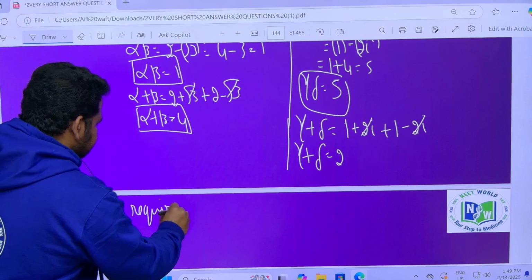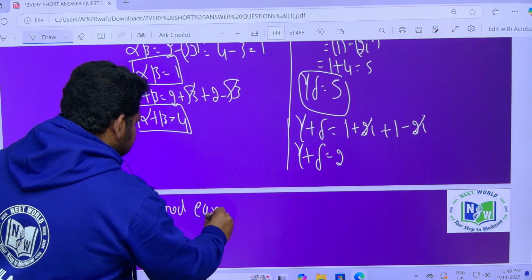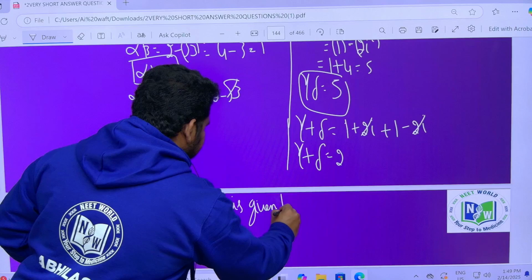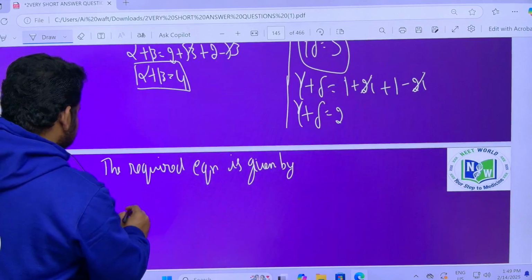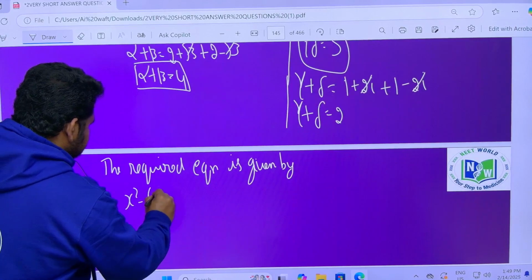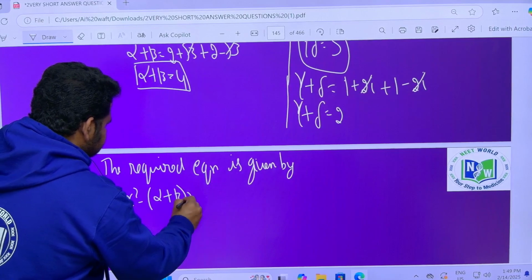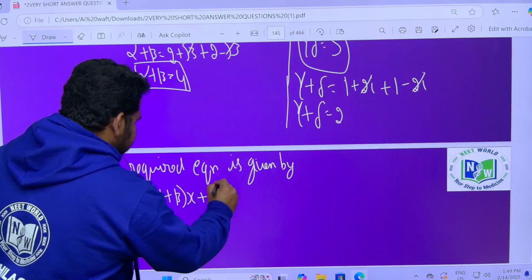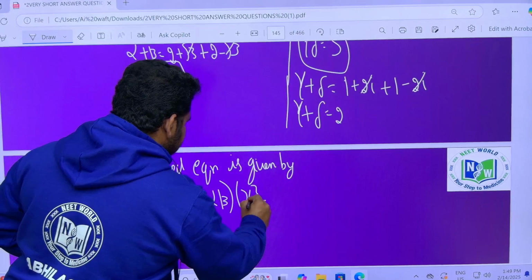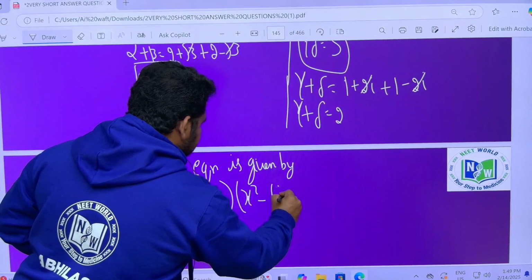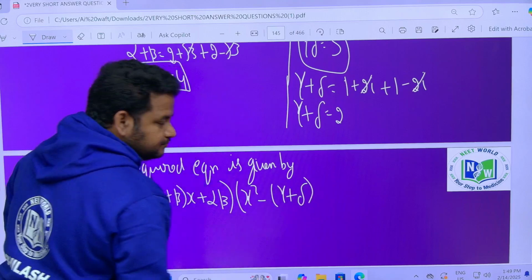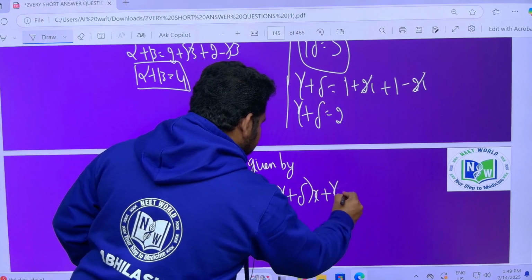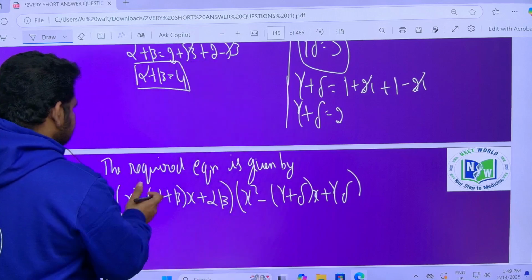I can write the required equation as x square minus (alpha plus beta) x plus alpha beta, into x square minus (gamma plus delta) x plus gamma delta. This is how it comes, be careful. So you substitute the values.